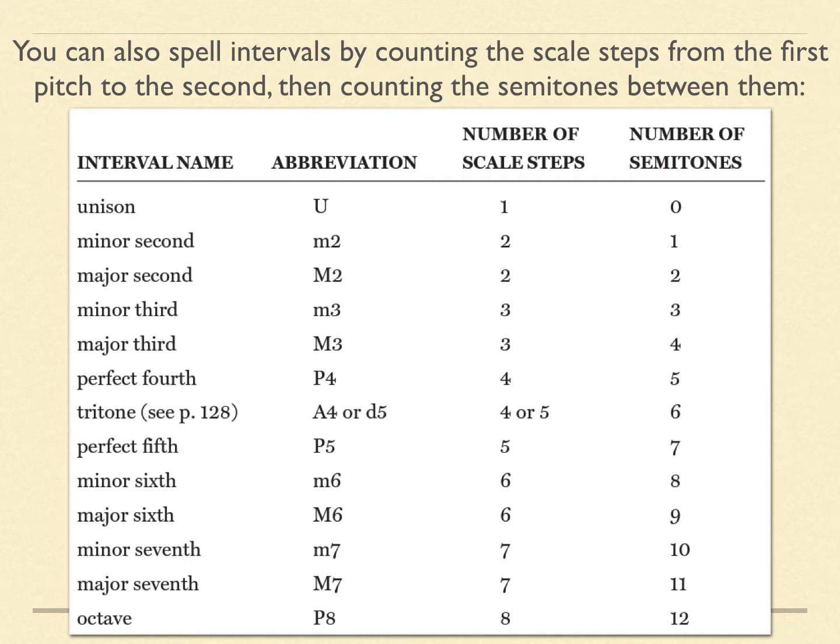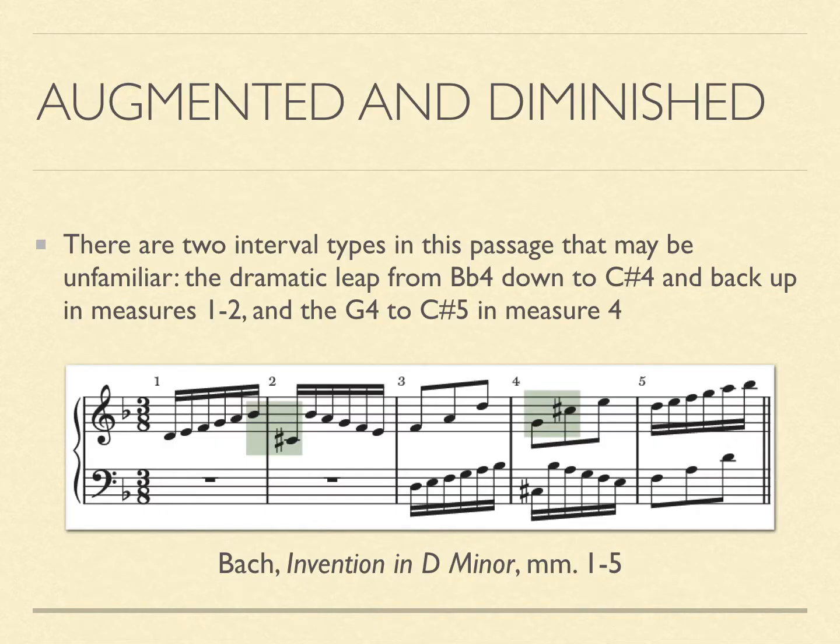So we'll wrap up here with the perfect, major and minor intervals, and next we're going to talk about augmented and diminished. So we'll check out the first little bit of Bach's keyboard invention in D minor, and we'll get some augmented and diminished intervals here.